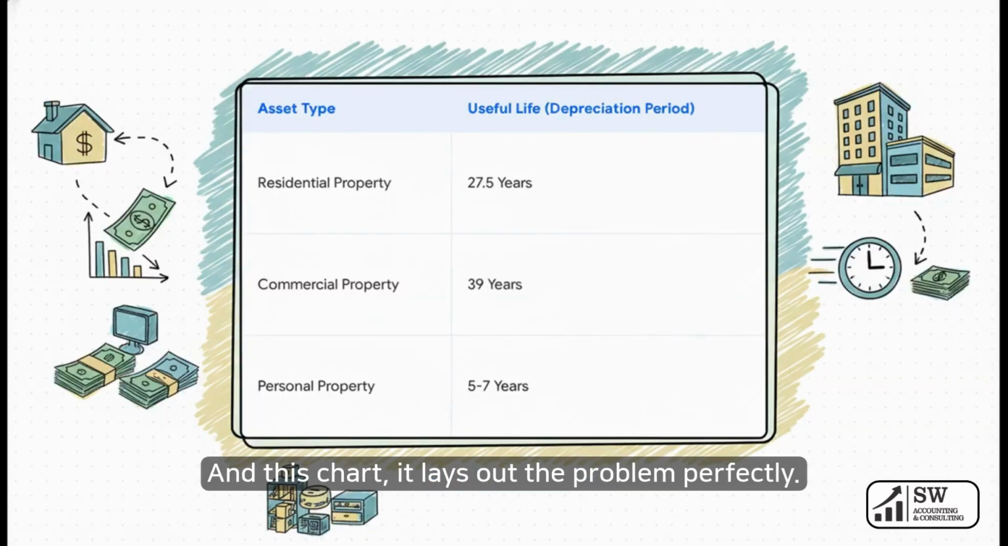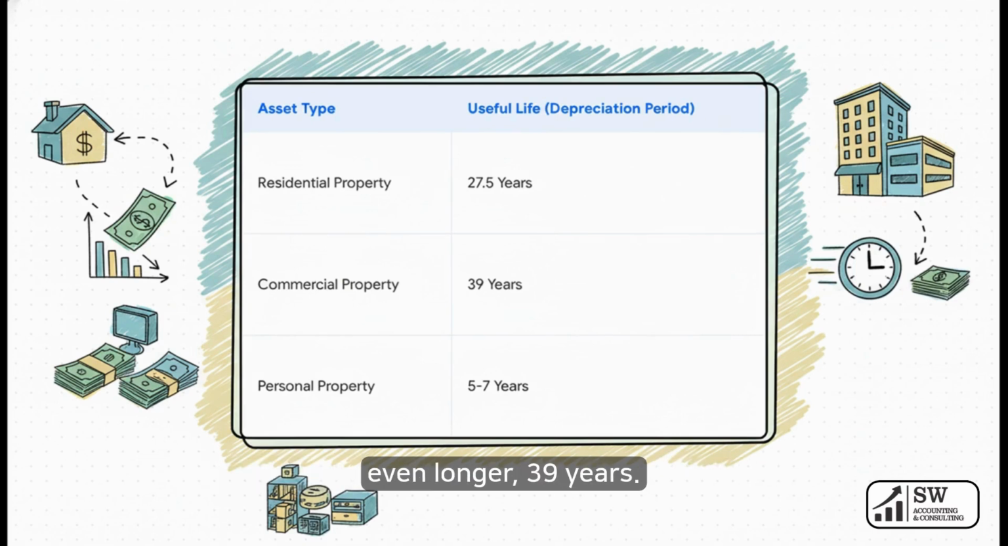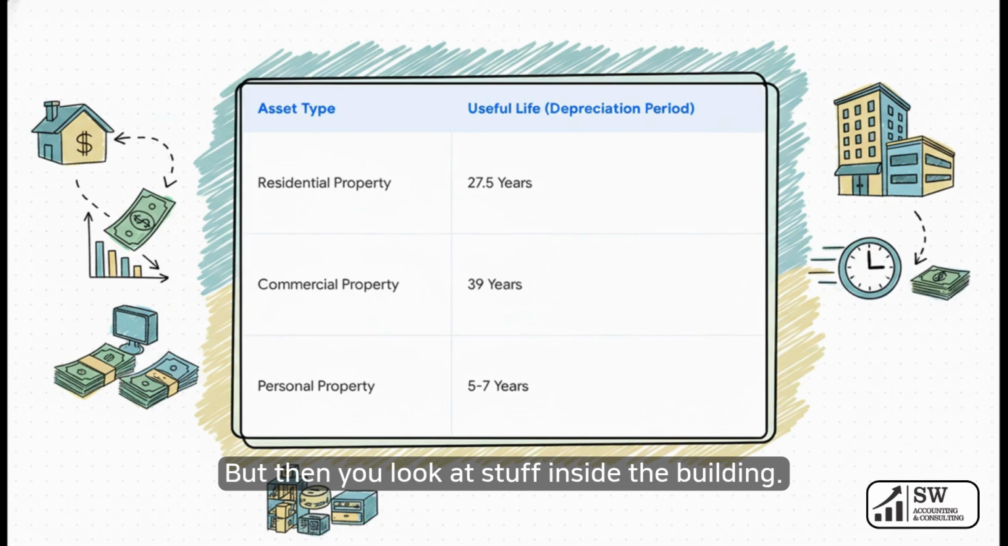And this chart lays out the problem perfectly. The IRS says, okay, a residential building, you have to write that off over 27 and a half years. A commercial building, even longer, 39 years. But then you look at the stuff inside the building, the carpets, the appliances, all that personal property, that stuff gets written off in just 5 to 7 years. And that massive gap, that is exactly where the opportunity is.